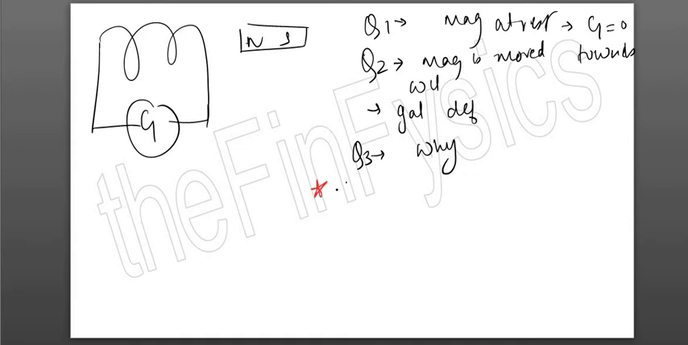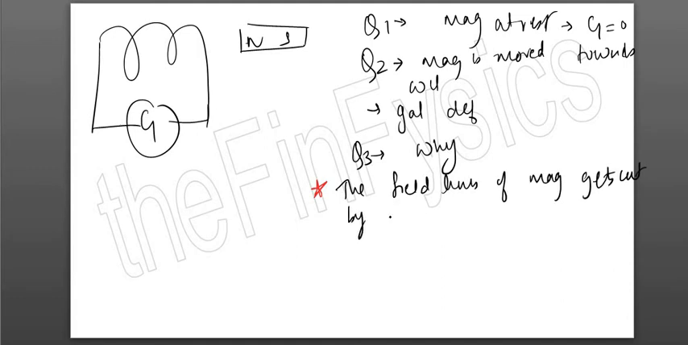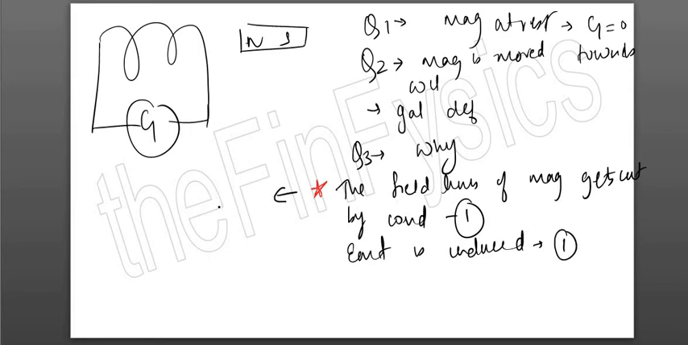Then you're supposed to write the field lines of the magnet gets cut by conductor or by this coil. This is for 1 mark. And then you write hence EMF is induced. Okay, this is for another mark. So this question will be for 2 marks. Then they will write that the magnet is moved away.